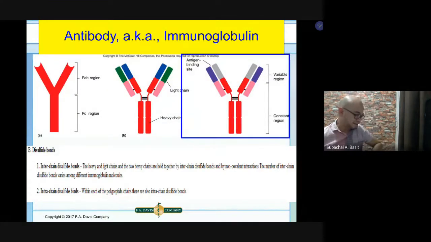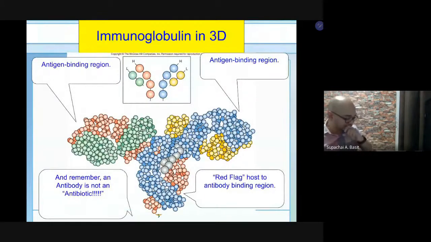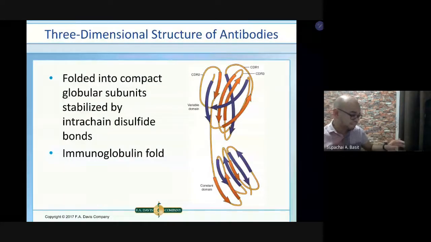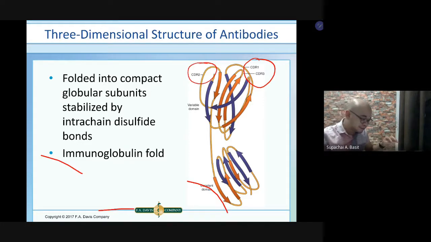I think I have already discussed the interchain and the intrachain disulfide bond. This is another structure of immunoglobulins in 3D. And this is the 3-dimensional structure, which I have already discussed: the highly flexible loops of CDR1, CDR2, and CDR3. I have already discussed that, so let's skip that one.